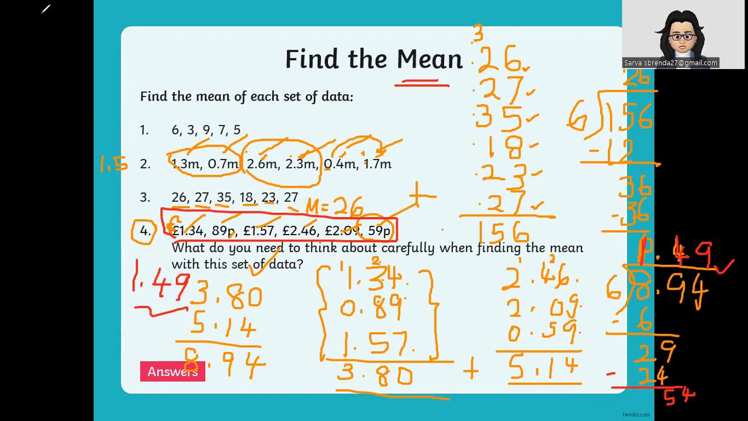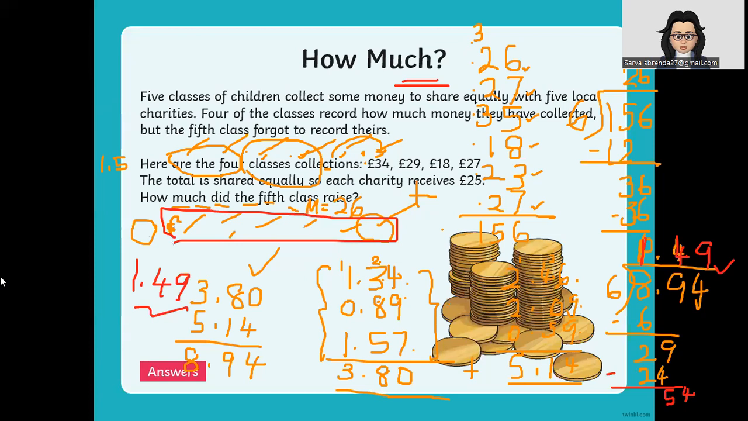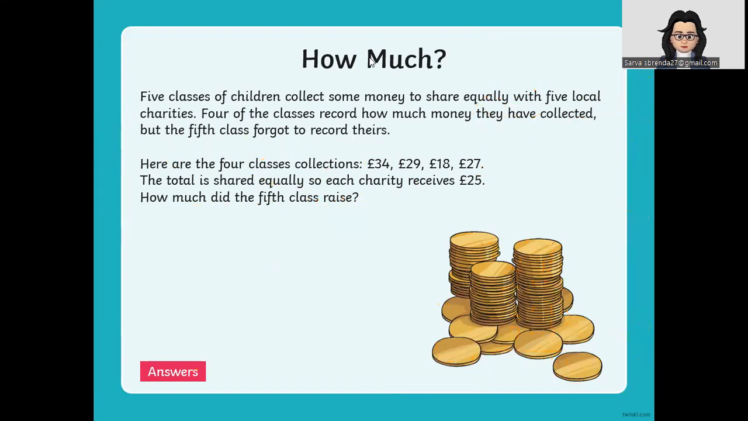Okay, so I hope that you have a better understanding of what it is to find the mean. Last but not least, let's have a look at this question. 5 classes of children collect some money to share equally with 5 local charities. Now, 4 of the classes record how much money they have collected, but the 5th class forgot to record theirs. Got it? So there are 5 classes, important information. They collected some money to share equally with 5 local charities. They wanted to take that money and give it out to 5 local charities equally.